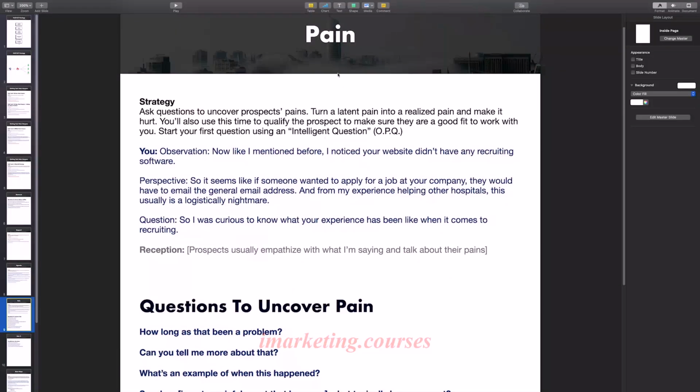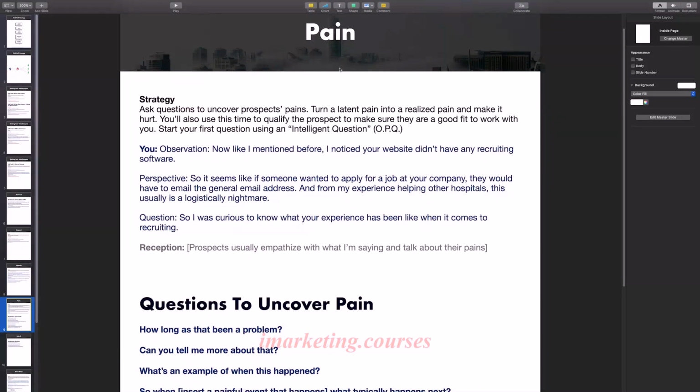So the strategy here is you're going to talk about the pains, right? It's all about uncovering the prospect's pain to see if they're going to be a good fit to buy your product or service. So the strategy is you're going to ask questions to uncover the prospect's pain. You turn a latent pain into a realized pain, right? A pain they don't know that they have, and you make them realize they have a pain, and you make it hurt as much as possible, okay? And you're going to use this time together, the pain section, to qualify the prospect to make sure that they are a good fit for you, right? You want to make sure they can actually buy.